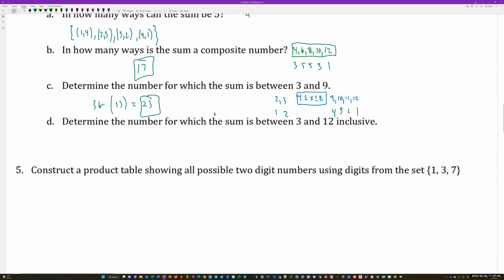Determine the number for which the sum is between 3 and 12 inclusive. Now, I definitely wouldn't count all of them. All right, you tell me what you get for the answer. We just pretty much just did it. Say it one more time. Between 4 and 11, that's right. So how many would there be? 34? No, close.